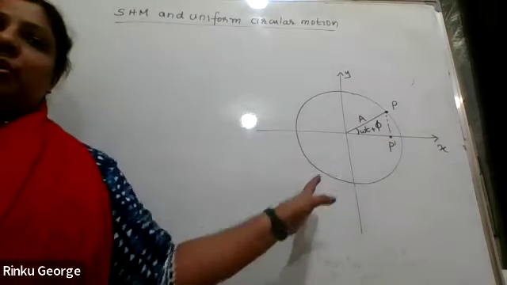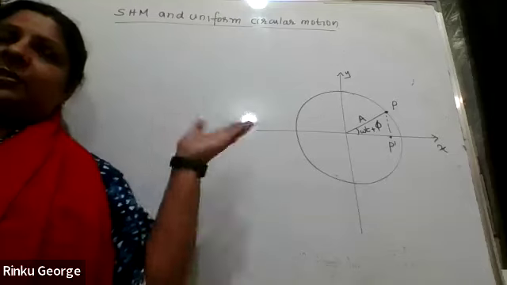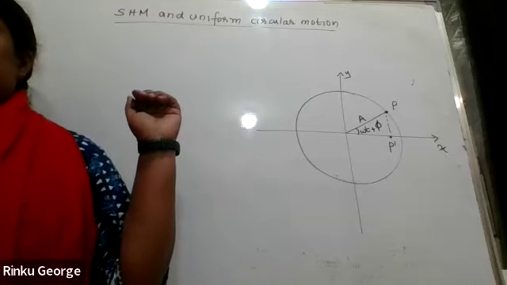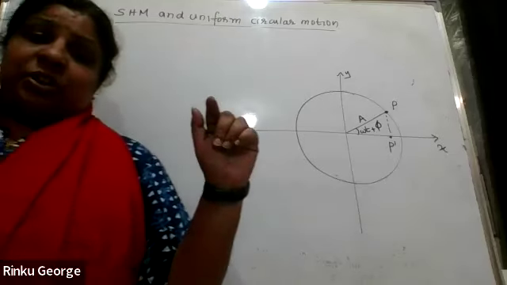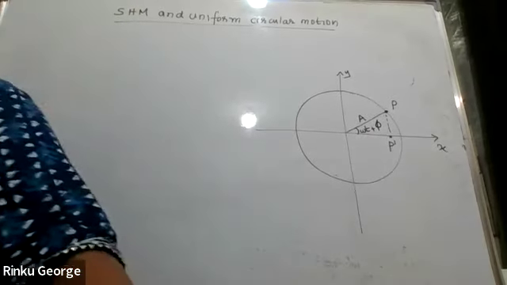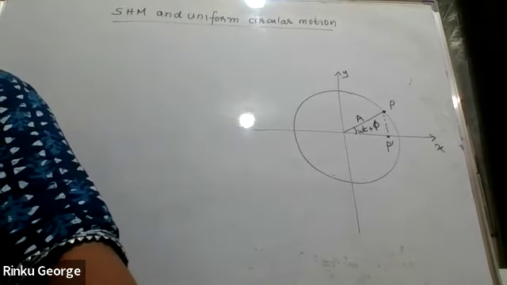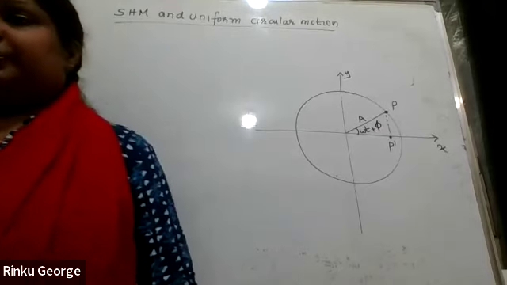Now draw the diagram, then I will explain. On X, the projection of point P is on the x-axis and the point is P dash.